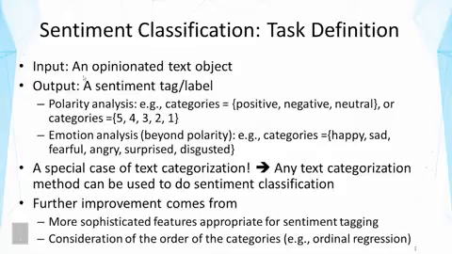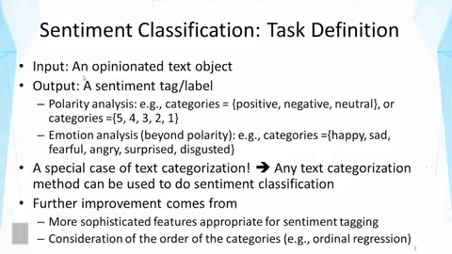So as you can see, the task is essentially a classification task or categorization task, as we have seen before. So it's a special case of text categorization. This also means any text categorization method can be used to do sentiment classification. Now, of course, if you just do that, the accuracy may not be good, because sentiment classification does require some improvement over a simple text categorization technique. In particular, it needs 2 kinds of improvements.